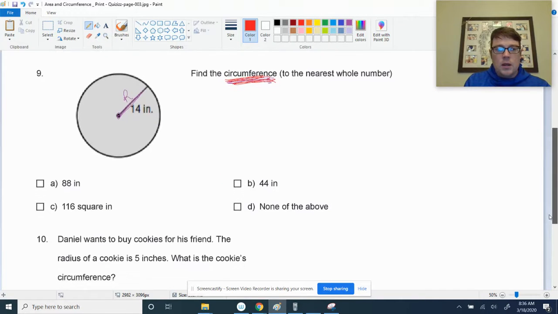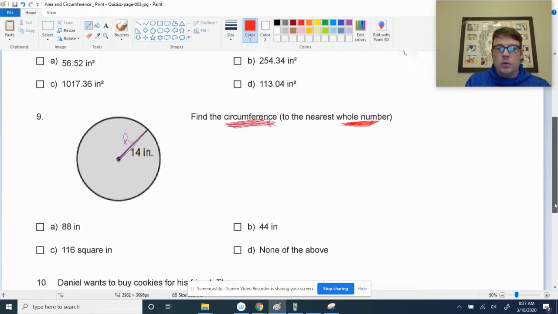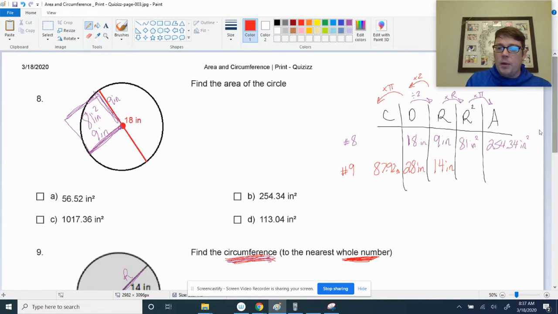So this one says to the nearest whole number. So you might say, well, I don't see it, 87. It's rounding, so that would be about 88 inches is what we're dealing with here around this figure. So 88 inches. All right, and then the last one, we're going to wrap it up right here with number 10.